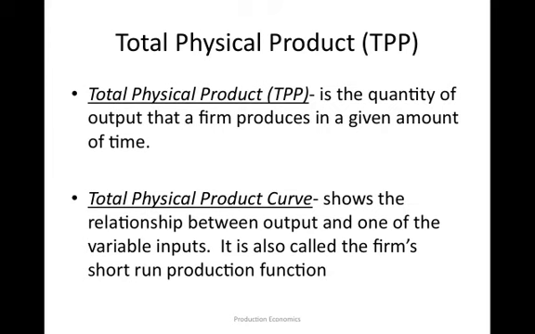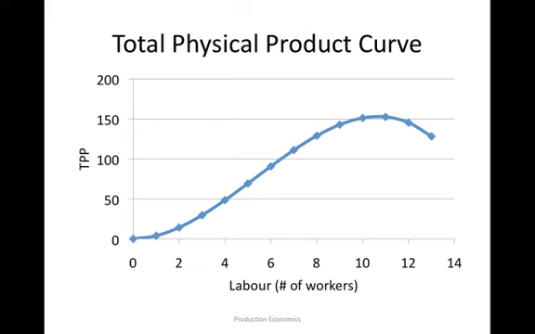Economists talk about total physical product curves. In the textbook, I think they call this total factor product or total production. This shows the relationship between output and one of the variable inputs, and it's also called the firm's short-run production function. This is an example of a total physical product curve. It shows on the x-axis the number of workers that a firm has been using, so this might be someone who's hired workers to pick grapes, for instance, in a winery, and the amount of output that those workers have generated through their activities.